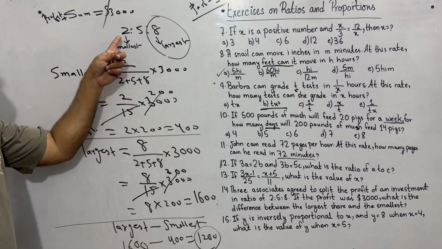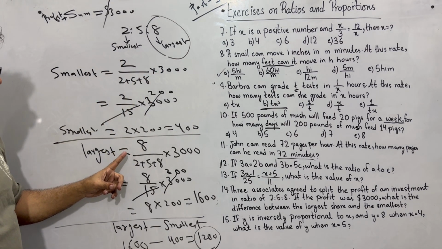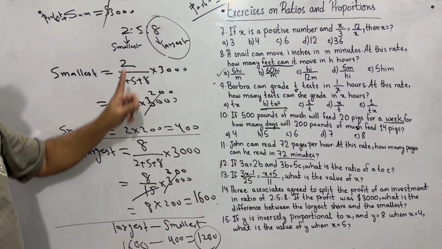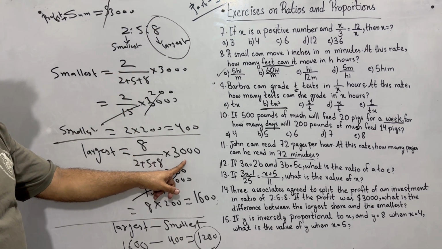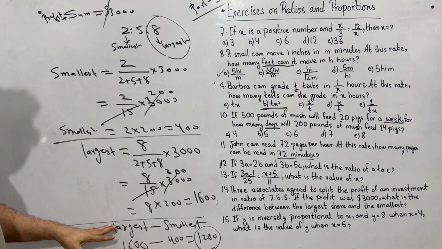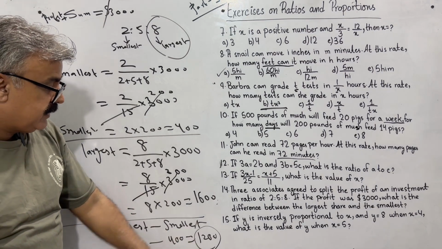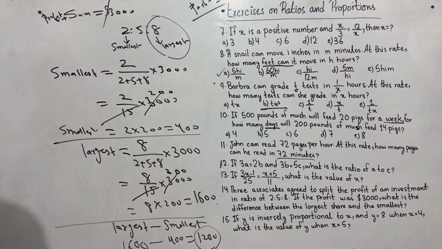We calculated the corresponding ratio over the sum of ratios multiplied by the total, that's 400. For the largest, the corresponding ratio divided by the sum of ratios multiplied by the grand total, that is 8 times 200, 1600. So largest is 1600, smallest is 400. Their difference, 1600 minus 400, is 1200.